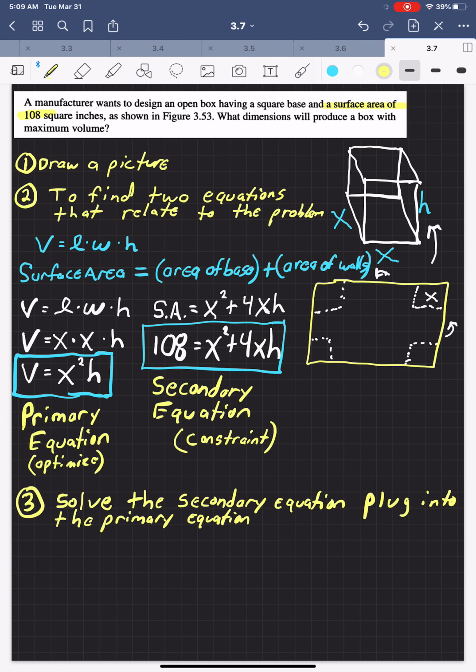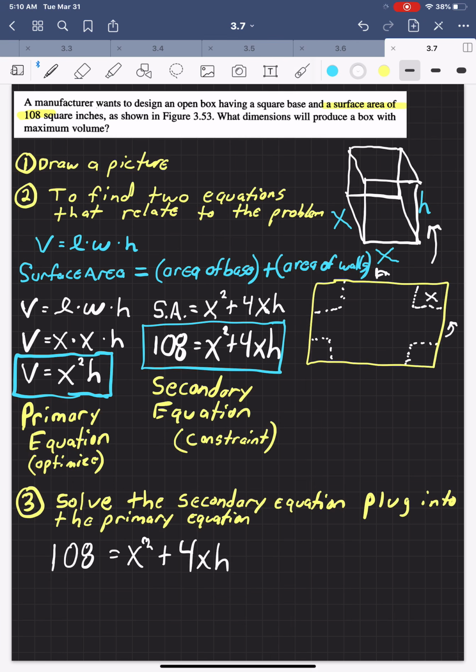Now, if your question was, well, solve it for what, right? Well, that's a good question. That's why I didn't write it there, because here's my secondary equation. 108 is equal to x squared plus 4 times x times h. Now, if you ask me, okay, solve it, but solve for what? Well, it's up to you.